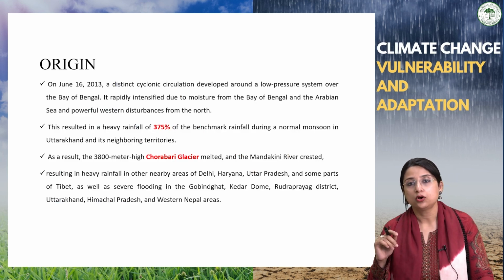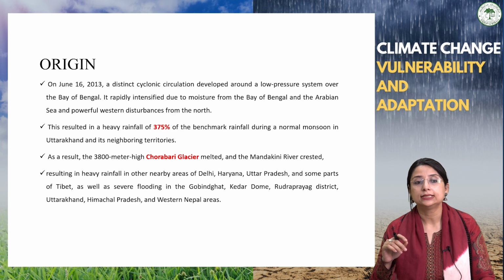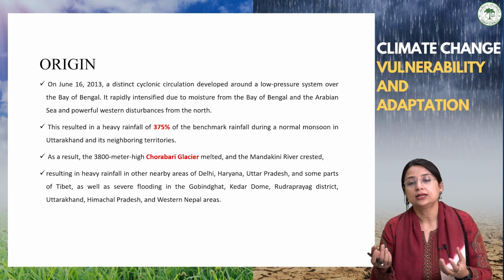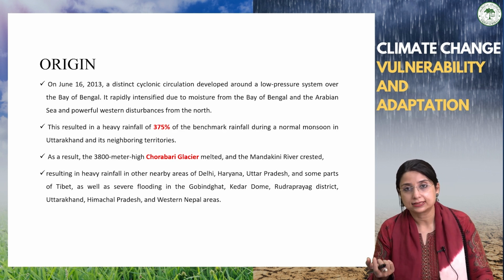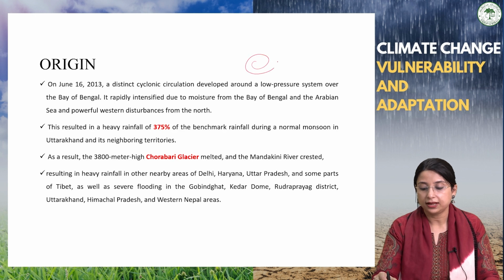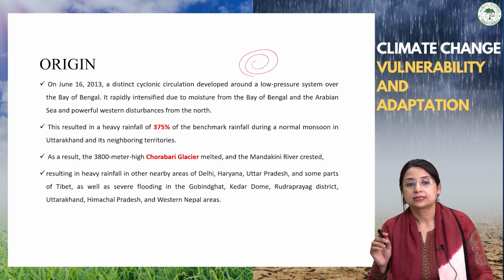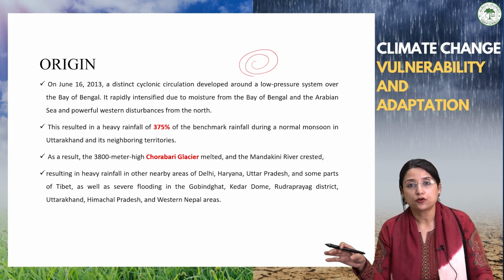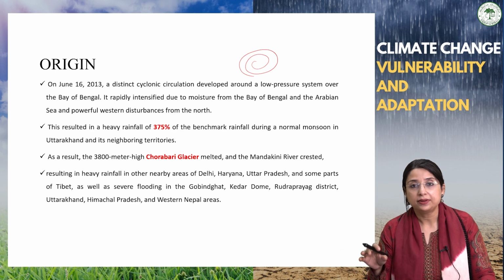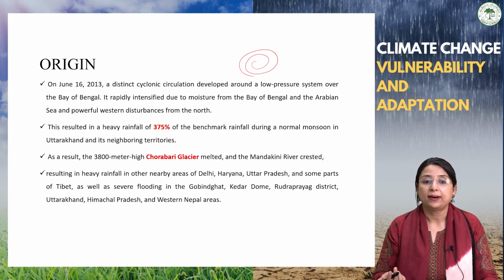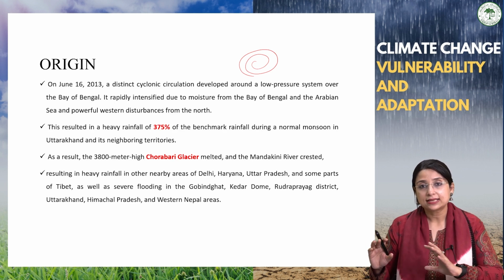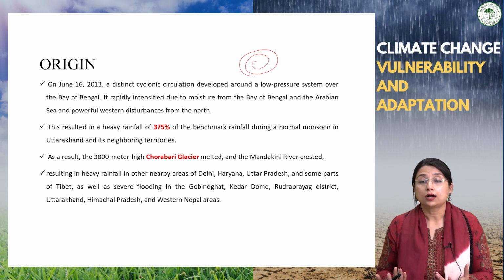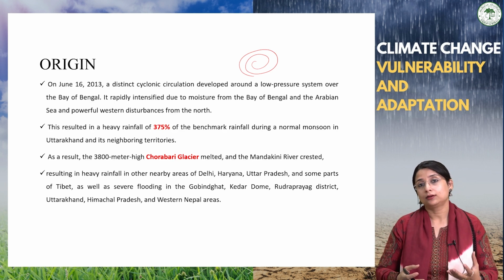Now, when we see the origin of this Uttarakhand GLOF, it occurred on June 16, 2013. A distinctive cyclonic circulation developed around the low pressure system. This cyclonic circulation was intensified due to the moisture from the Bay of Bengal and from the Arabian Sea, and it was even more intensified by the western disturbances from the north. Just a cyclonic circulation developing will not cause such a devastating GLOF condition.